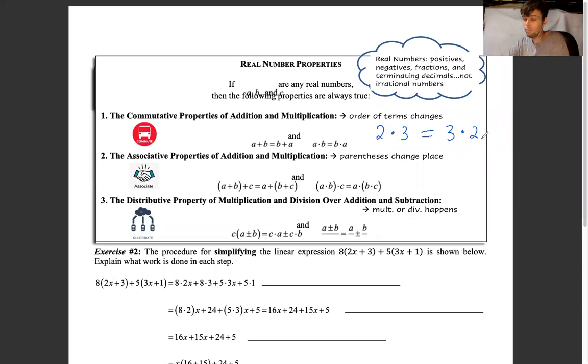3 times 2, also 6. Works for all numbers no matter what. Doesn't matter the order. Careful though, it does not work for subtraction or addition, right? Let's just quickly look at that.